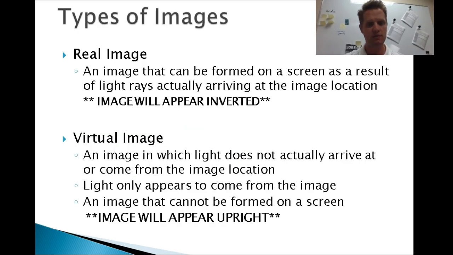Now we have two types of images. The first type of image that we have is a real image, and this is what we're going to talk about. It can be formed on a screen. So we want to write this down. I'll give you a note to summarize this, but it can be formed on a screen.